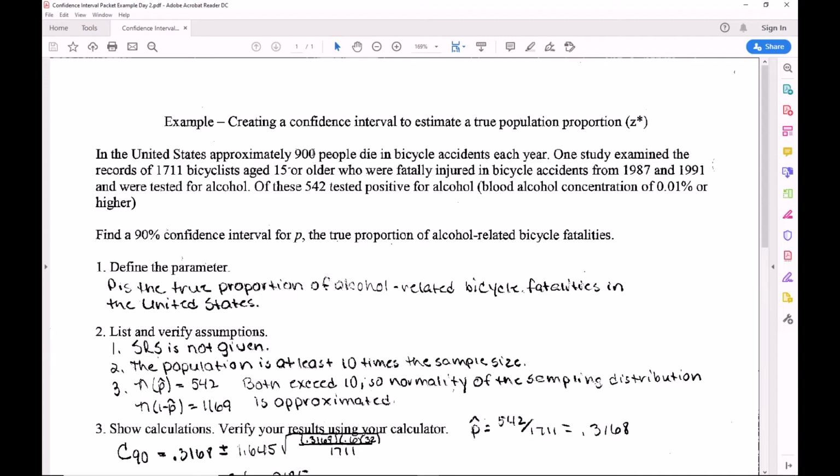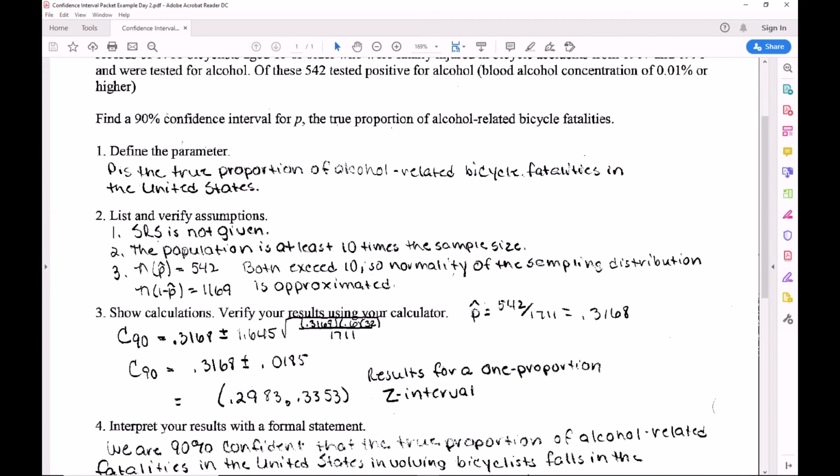Because if you take 900 people who die per year times 5 years, 87, 88, 89, 90, 91, that is 4,500 people. Your sample is 1,711. 5 times 900 is 4,500. Yeah, I don't know that your population is 10 times your sample size, all right?